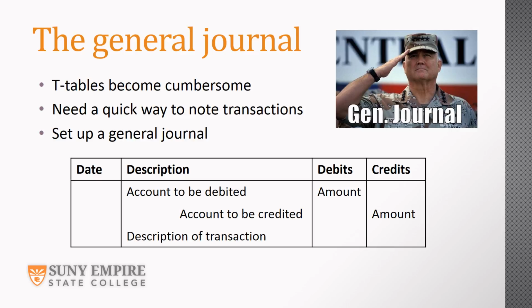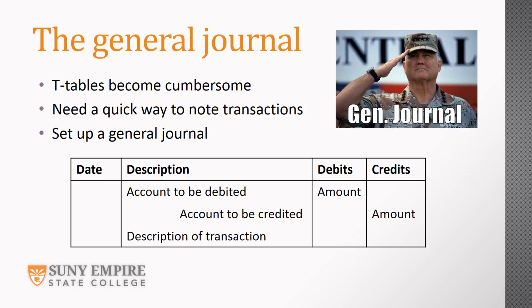Each entry starts with the date of the transaction in a left-hand column. Then there is a middle area which will contain 3 lines. Listed first and written all the way to the left is the name of the account that will be debited in its T-table. Below that and indented is the name of the account to be credited in its T-table. Below that is a brief description of the transaction. In the next column go the dollar amounts for the debited account. The entry ends with the amount to be placed in the credited account.